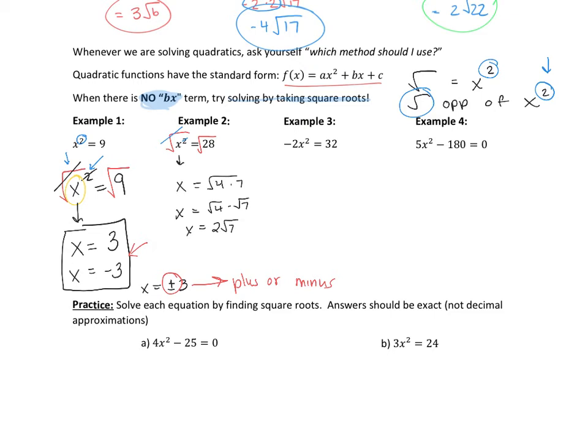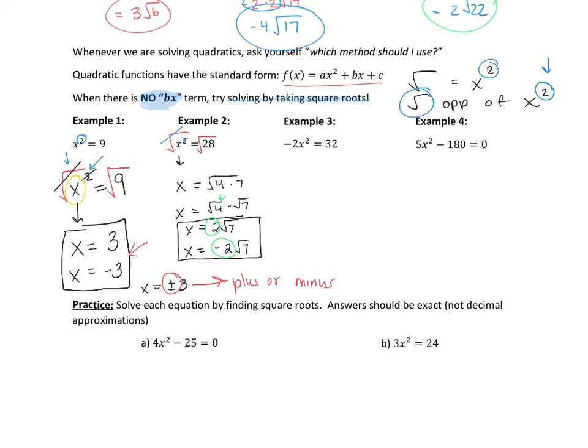Okay? Same thing. Remember here, you have to have a negative answer as well. So if I have a positive answer, I also have to have a negative answer, okay? Because the square root of 4 can be 2 or negative 2. Okay? On to the next one.